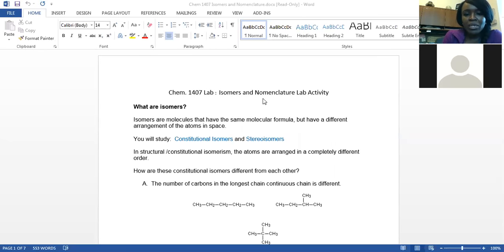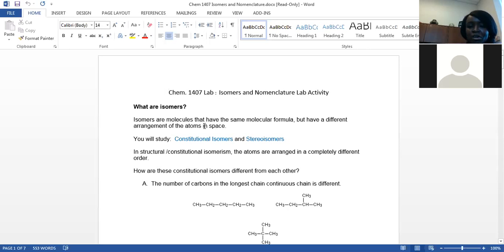So your lab this weekend is titled Isomers and Nomenclature Activity. This lab is pretty much talking about the different types of isomers. The purpose is stated in the beginning in blue, that you will be studying constitutional and stereoisomers. I'm going to go briefly over what isomers are, and then, Crystal, if you have any questions, feel free to text it to me, and I should be able to see your text or your message.